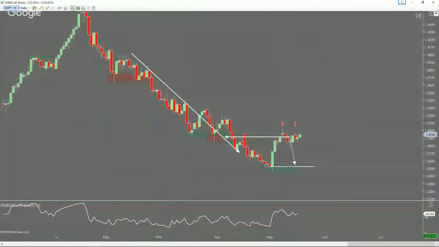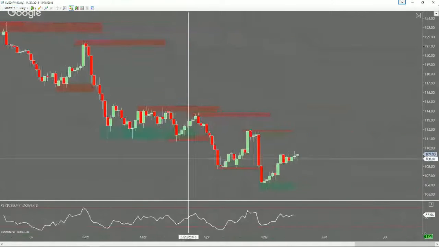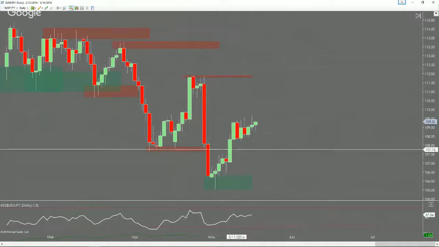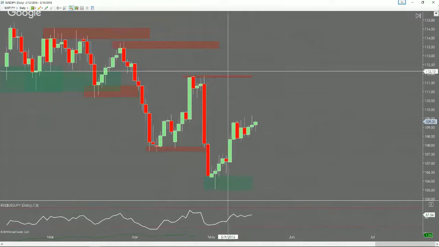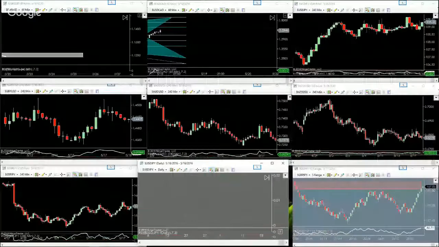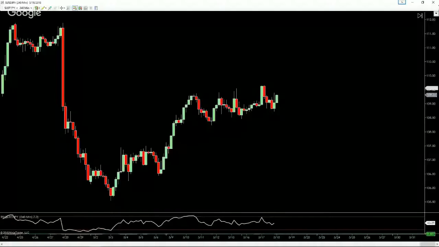All right, next one we go to dollar yen. Dollar yen is playing around that level right here, in between the support and resistance zone. Let's go to our 240. Don't really have anything in our 240.